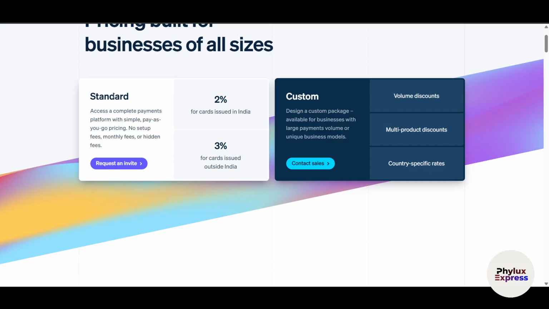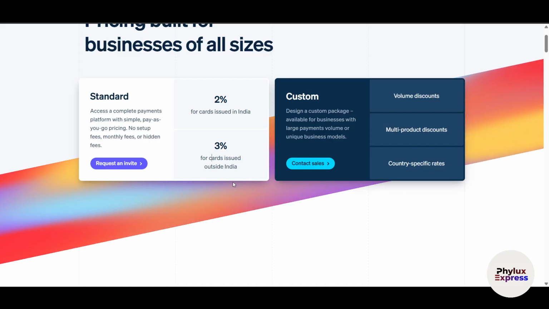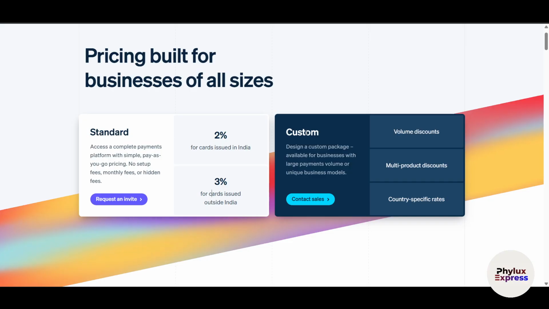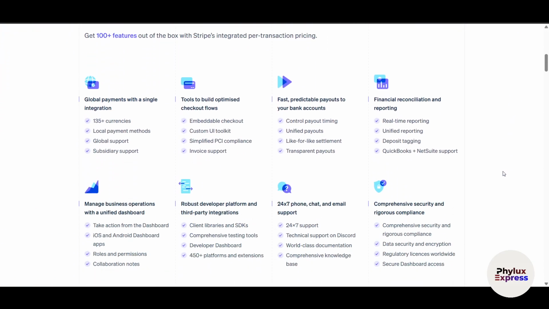So this is a standard rate, basically 2% for cards issued in India. Right now, there's 3% for cards issued outside of India. So let's say if you're living in the USA, then it is going to charge you 3%. Now, the rates change depending upon how much volume you're making and how much money you're receiving, right?